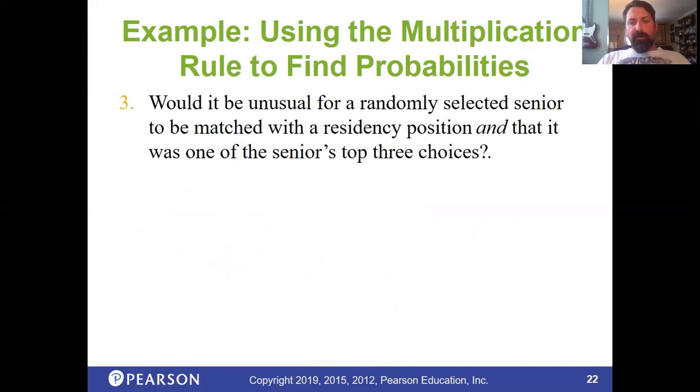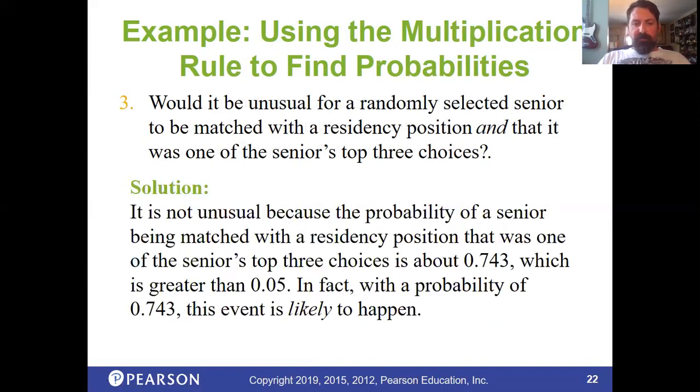Would it be unusual for a randomly selected senior to be matched with a residency position and it be one of the top three choices? Well, no, we just found out that the answer to the probability was a healthy 0.743 shot. They say that's greater than 5%. Just to make note, 5% is a pretty good guideline we'll use to determine when something is unusual. If its probability is less than 5%, we call it unusual. So anything greater than 5%, we don't typically call unusual.